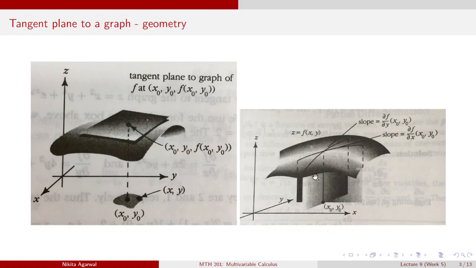Similarly, when you fix the x coordinate to be x naught and you vary the y coordinate, you get this other curve, right? Now if you look at the tangent line to this curve at the given point x naught, y naught, then the slope is given by the partial derivative of f with respect to y at the point x naught, y naught. So already for two curves on this graph, you know the slopes, and we are going to use this fact.